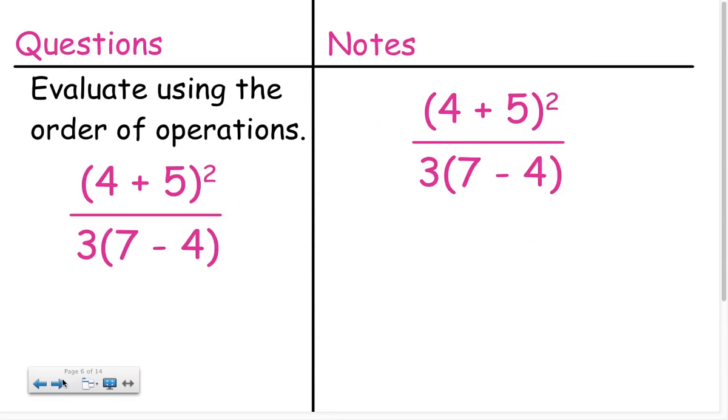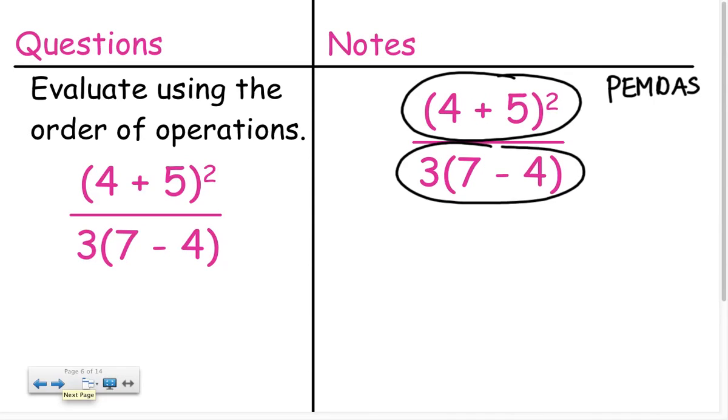Last one. This one looks a little bit different because we have a big divided by sign in our problem. Again, I'm going to write PEMDAS on the top. On big dividing problems like this, I like to work out the top, and then I work out the bottom, and then I divide. So looking at the top, I've got parentheses. 4 plus 5 would be 9.